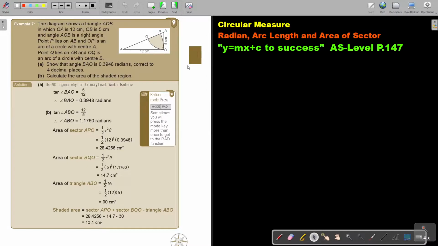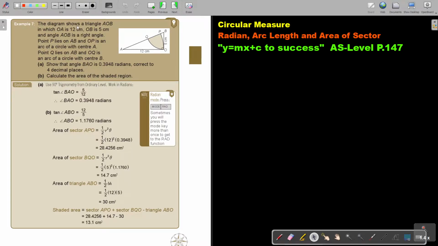In this video, we are going to continue with radian, arc length, and area of sector. You will find this on page 147 in the Namibian AS-Level Mathematics textbook, y equals mx+c to success. Let's look at this example.